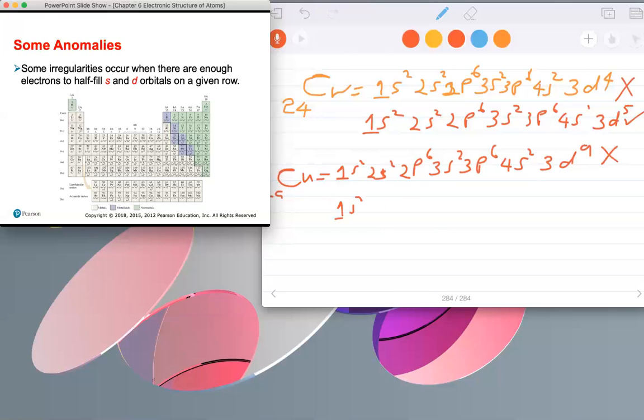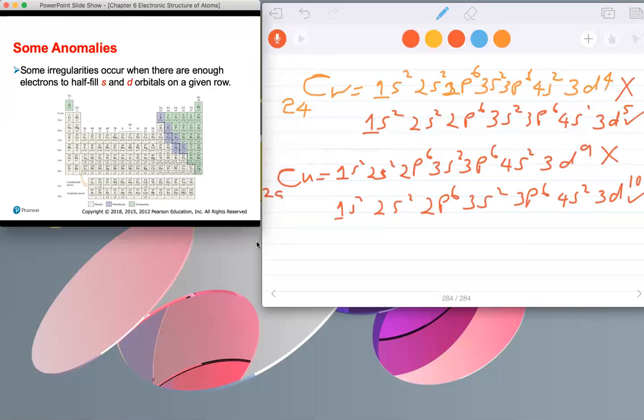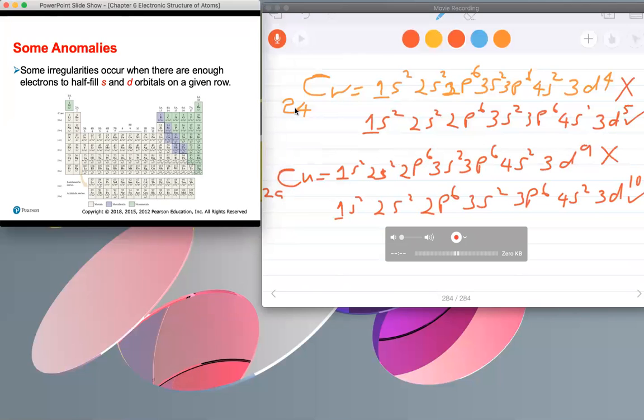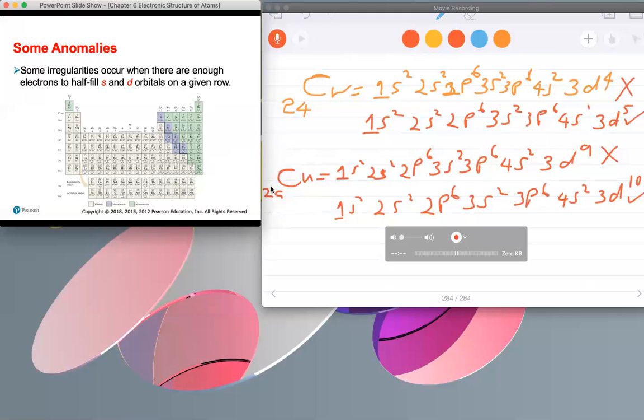1s2, 2s2, 2p6, 3s2, 3p6, 4s2, and 3d10. This is the correct electron configuration. Among the first 30 elements on the periodic table, these are the two elements with abnormal configurations.